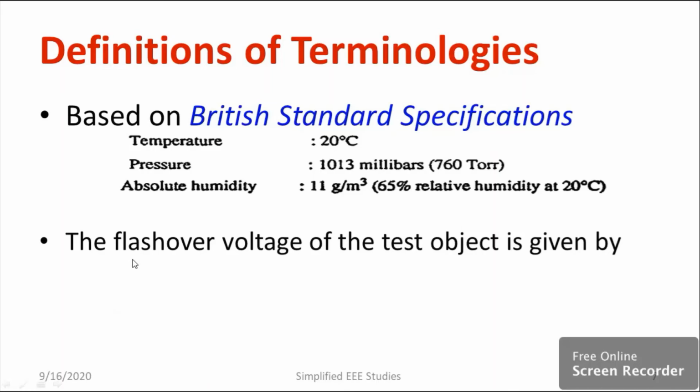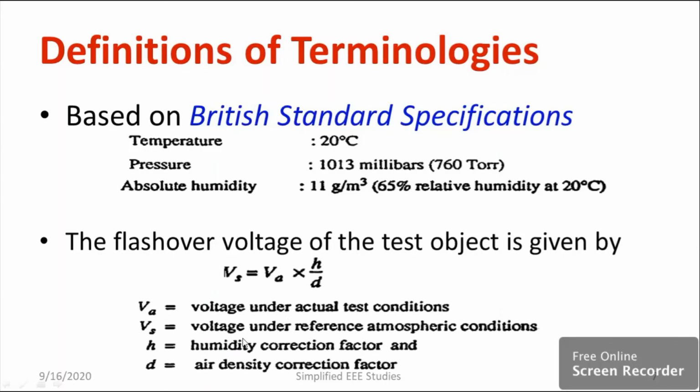Now let us calculate the flashover voltage. How to calculate the flashover voltage of the test object? This equation is very important. Let me show the equation first. You can become familiar with it. The flashover voltage Vs can be calculated by using the formula Vs = Va × H / D. What do you mean by Va, H and D?